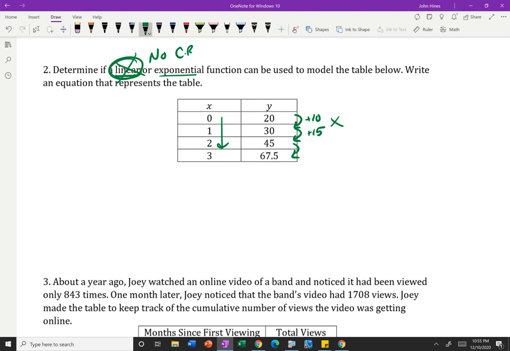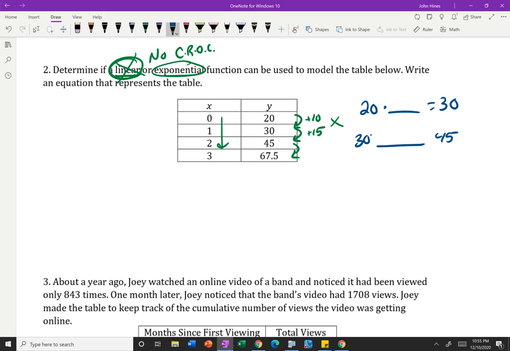There's no constant rate, there's no Crocs. It's not wearing its Crocs today. There's no constant rate of change. So is it exponential? What's my multiplier? 20 times what gives me 30? 30 times what gives me 45?